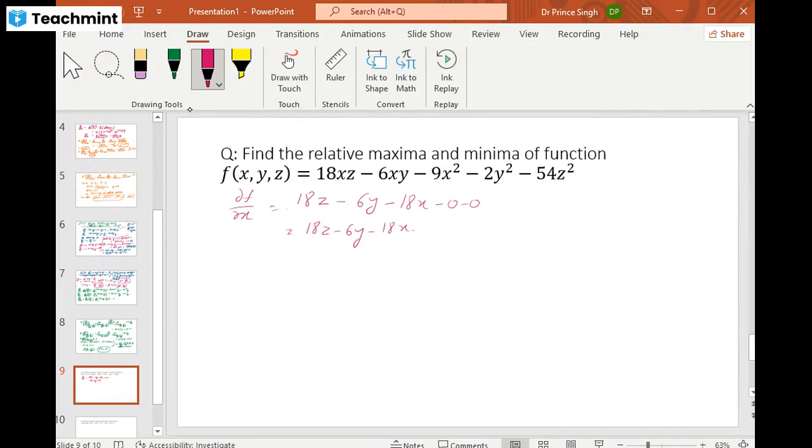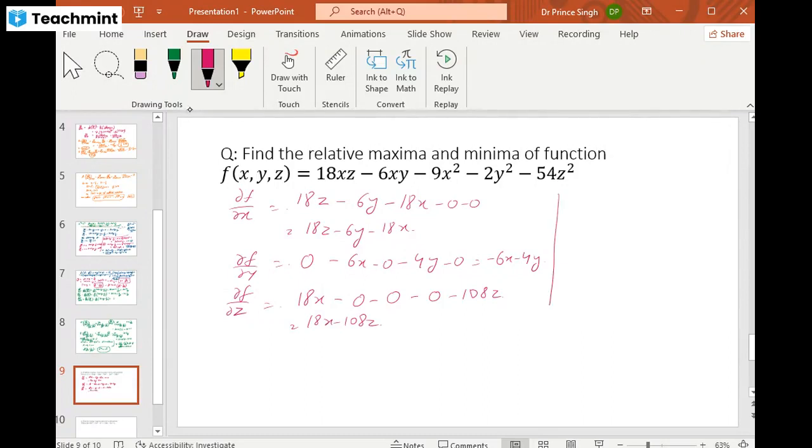Now we calculate curly f upon curly y. It is 0 minus 6x minus 0 minus 4y minus 0. So it is minus 6x minus 4y. I will calculate curly f upon curly z. It is 18x minus 0 minus 0 minus 0 minus 108z. That is 18x minus 108z.